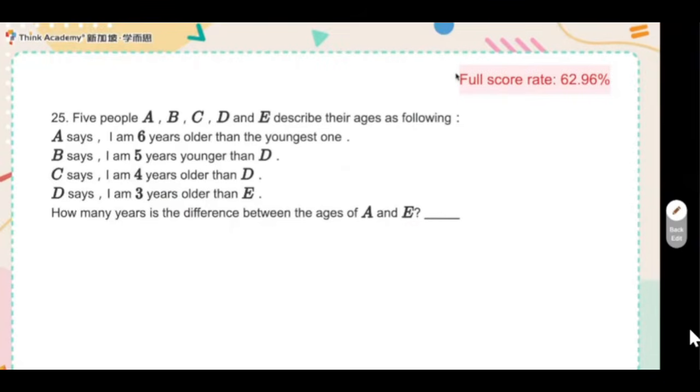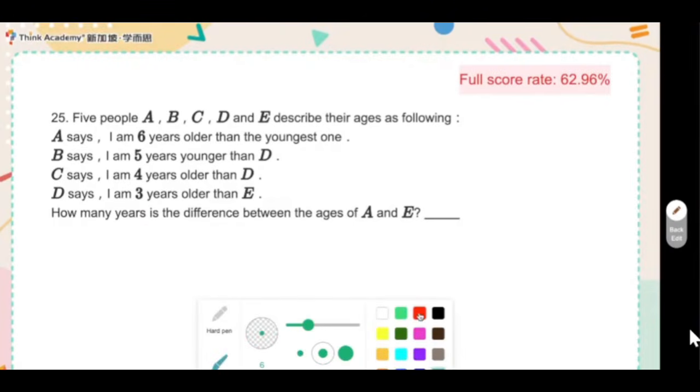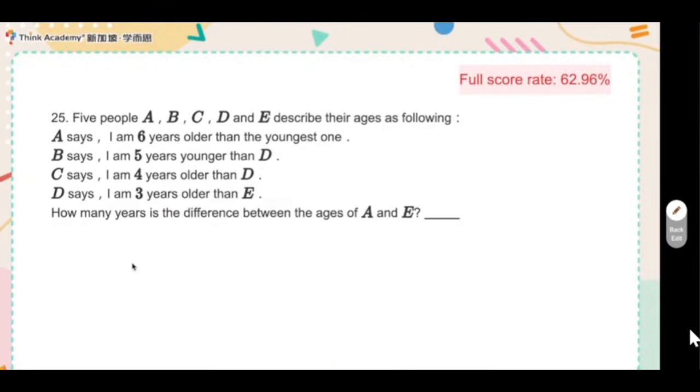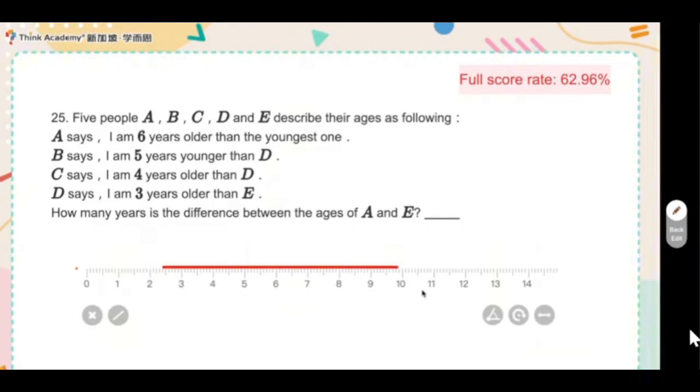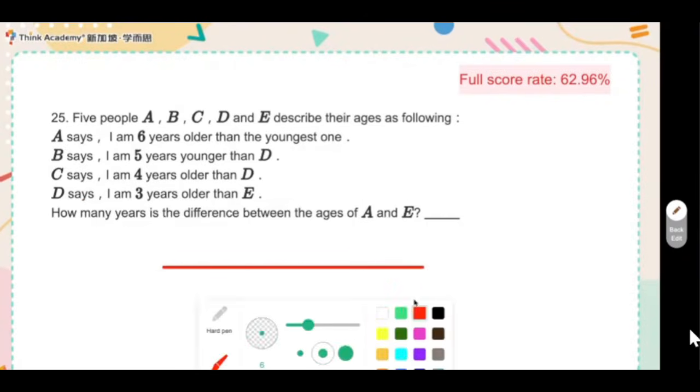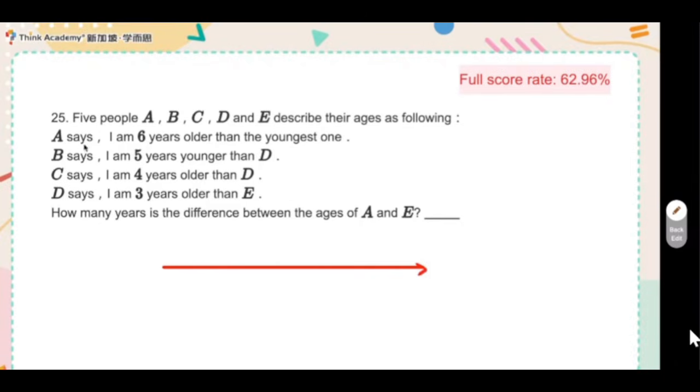Okay, then everyone, last question for today. This time, we have 5 people A, B, C, D, E describing their ages as follows. Every time we compare a lot of items, we can try to use the magic arrow to help us, right? Okay, so everyone, let's draw a magic arrow together. A says, I am 6 years older than the youngest one. Okay, do we know who is the youngest one? Still don't know, right? But we can label a dot here.